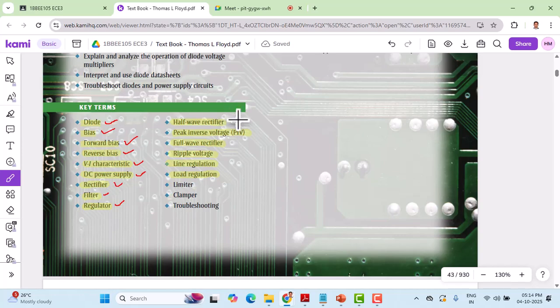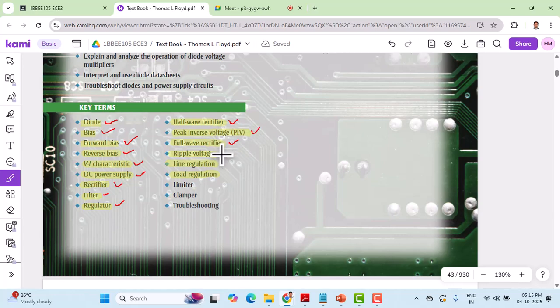Then comes the half-wave rectifier, which is again a part of a DC power supply. As we said already, rectifier has two important types: one is the half-wave rectifier, the other is the full-wave rectifier. One of the important characteristics of a rectifier is the peak inverse voltage, that is, how much reverse voltage a diode can withstand in a rectifier. That is often defined as peak inverse voltage.